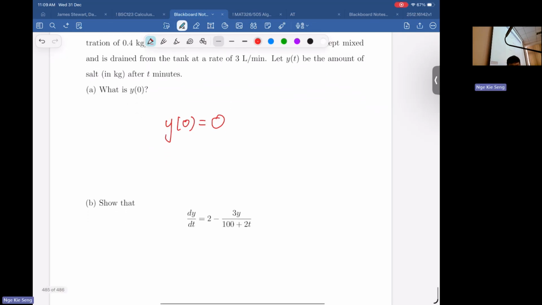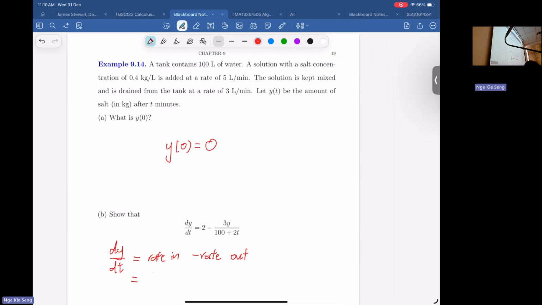Then we're going to show the rate of change of the amount of salt going in and out. Again, we'll use the same formula: dy/dt equals rate in minus rate out. So what's the rate in? How much comes in? This is straightforward. It says 0.4 kg per liter is added at the rate of 5 liters per minute. So dy/dt is in terms of kg per minute.